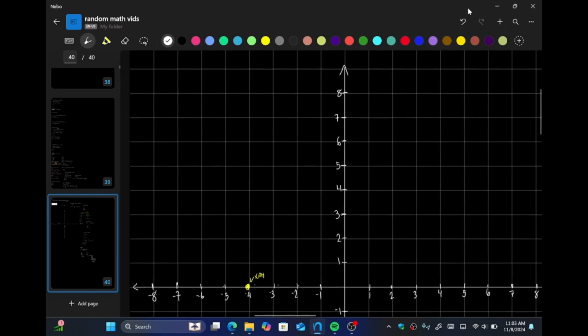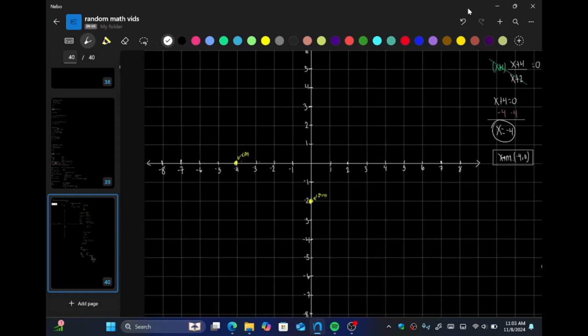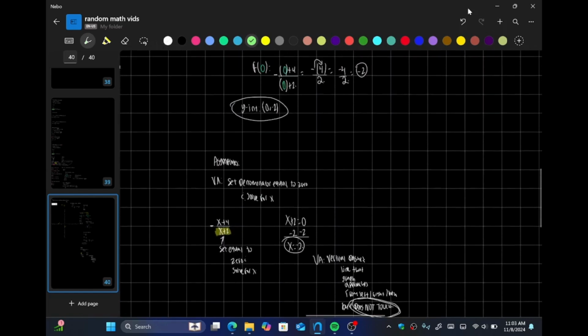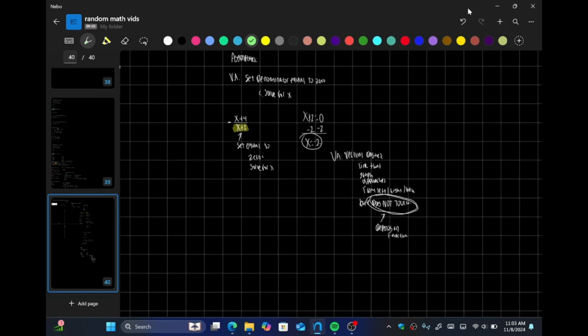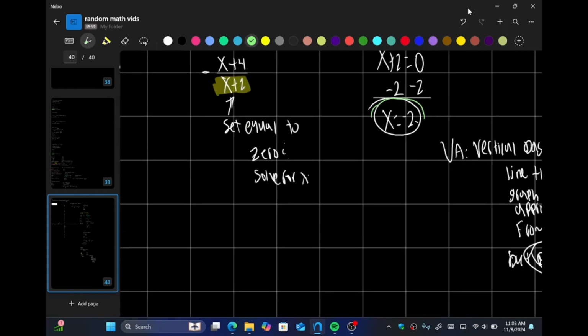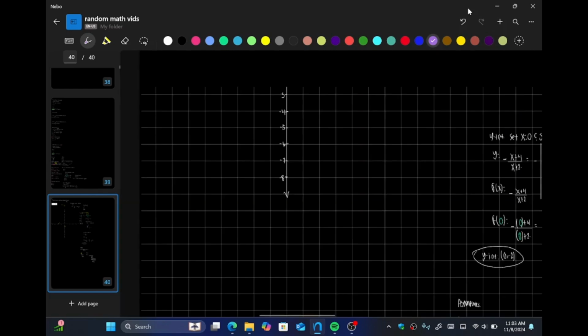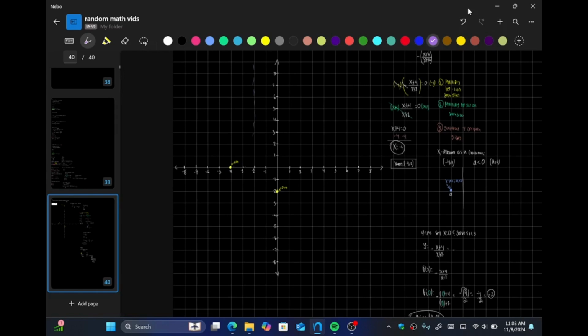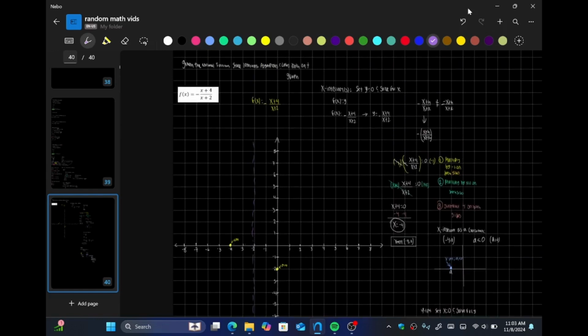I'm going to put that in, let me do it in purple. So vertical asymptote x equals negative 2, and we're going to label that with dashed lines.